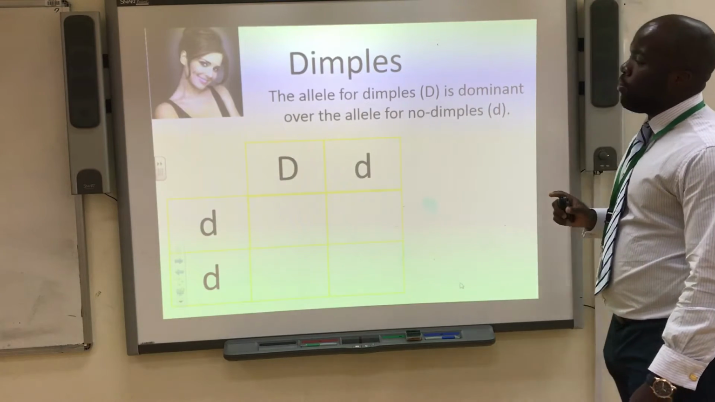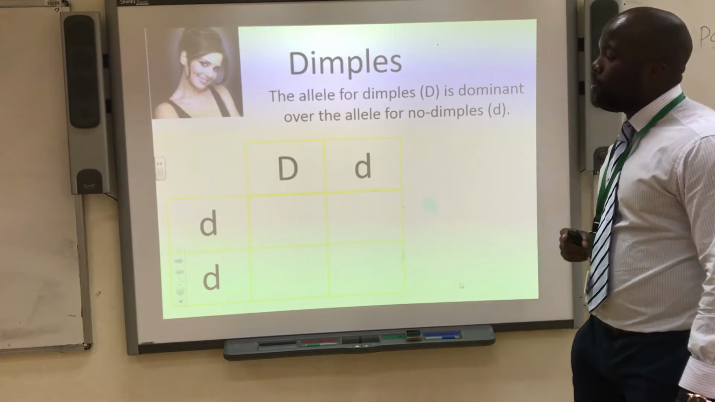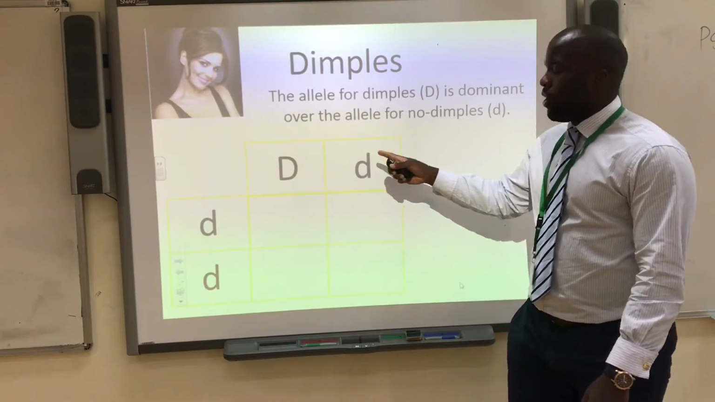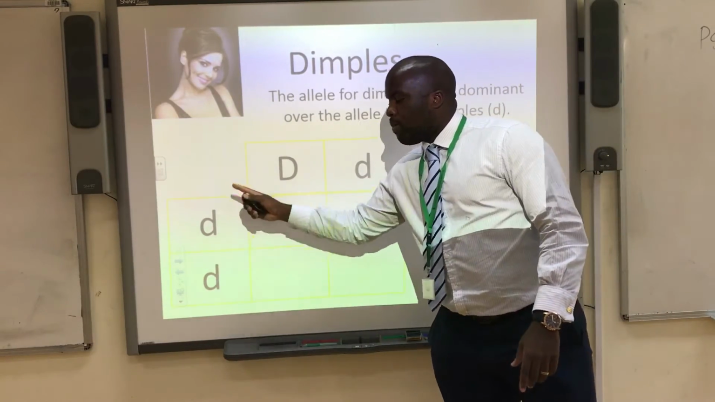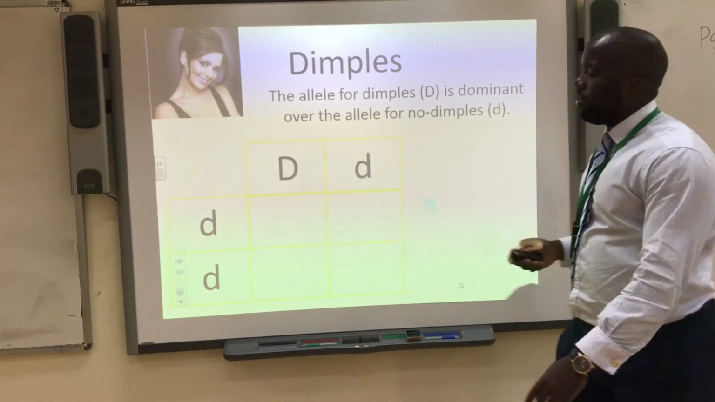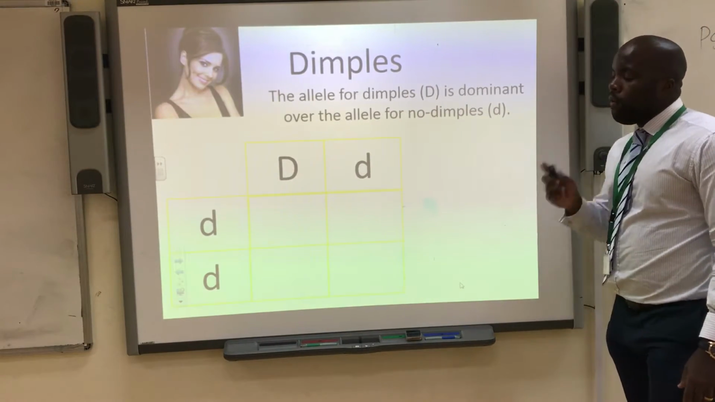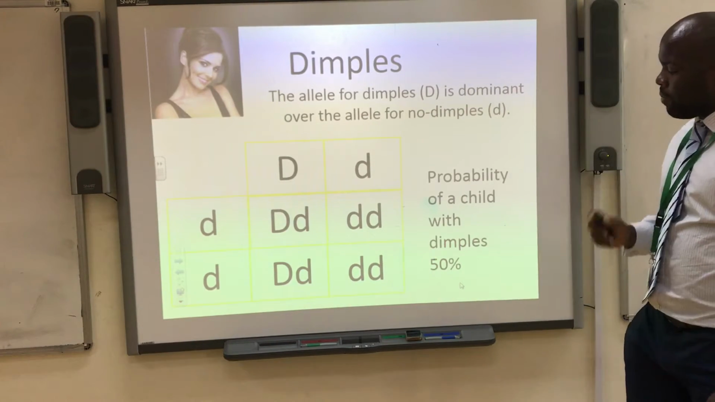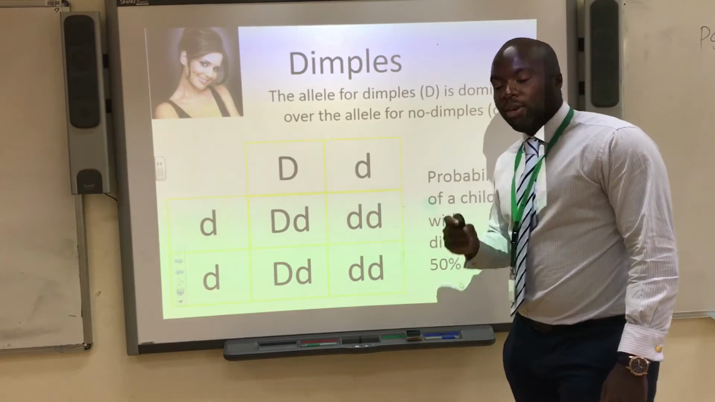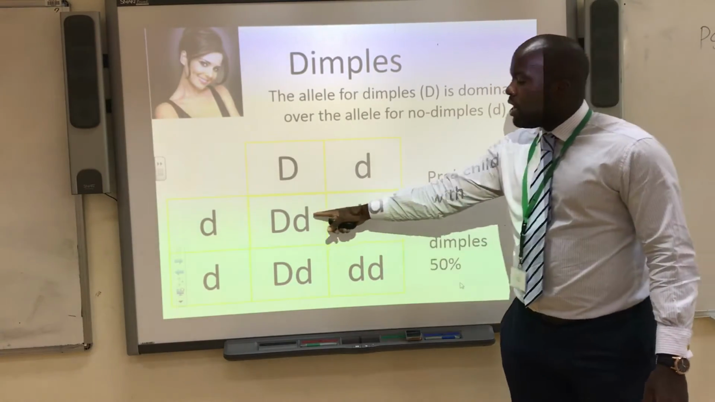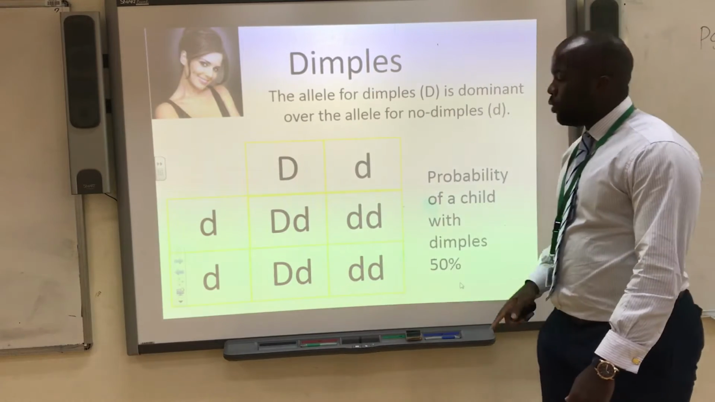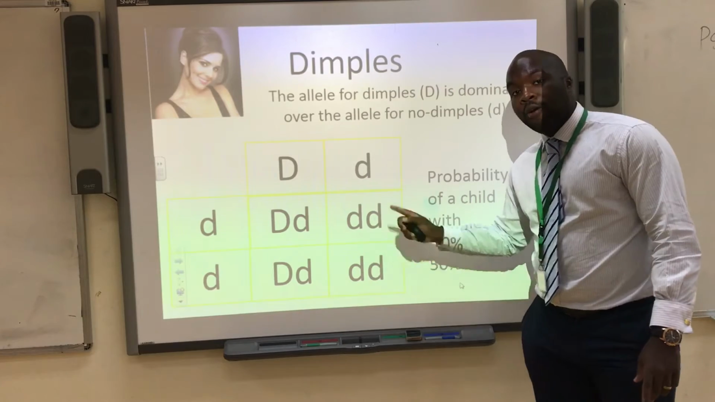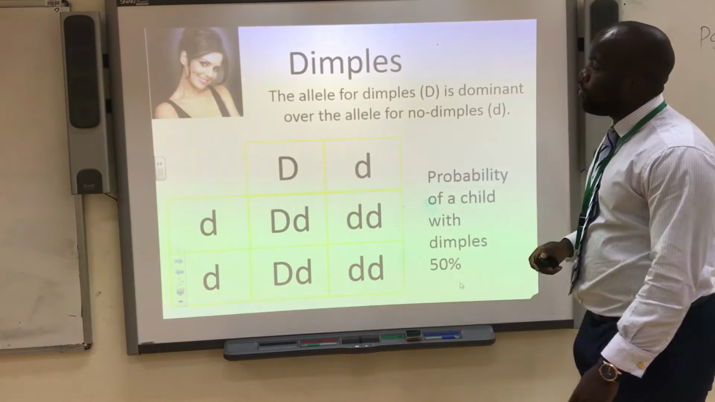So let's do a couple more examples. What is the probability of this couple having a child with dimples? Okay, this individual is homozygous, is heterozygous, and this individual is homozygous. So hopefully you paused the video and you had a look. Let's see. There is a 50% chance of the couple having a child with dimples, because this individual will have dimples, so will this individual. However, these two individuals, because they are homozygous recessive, they will not have dimples.